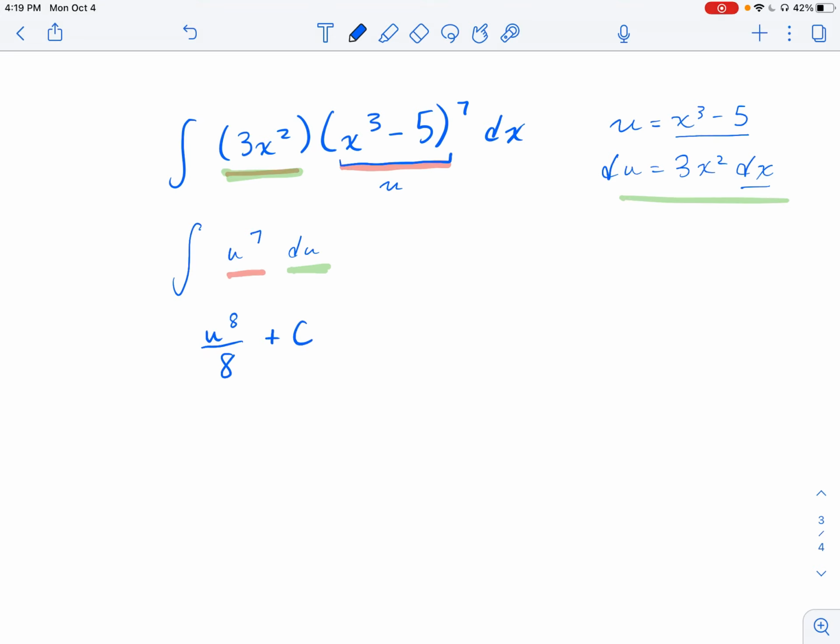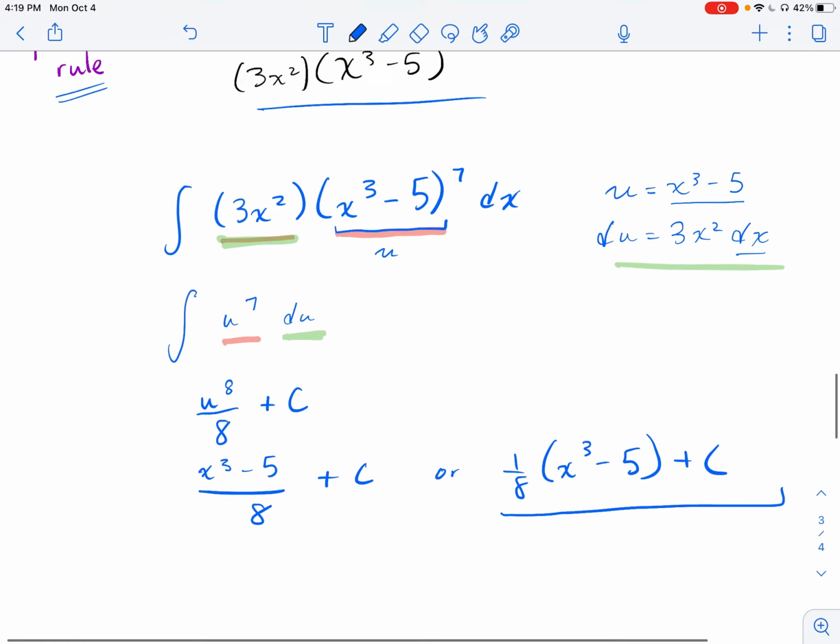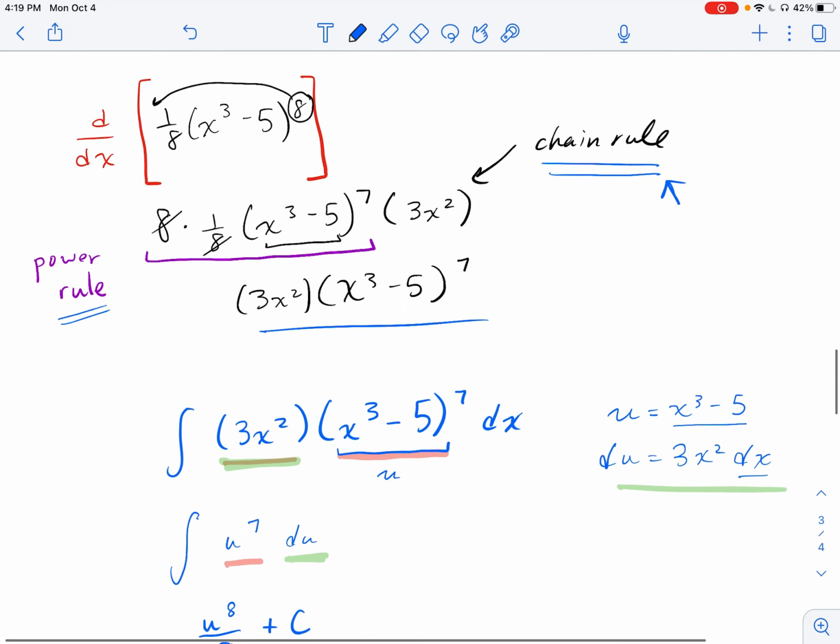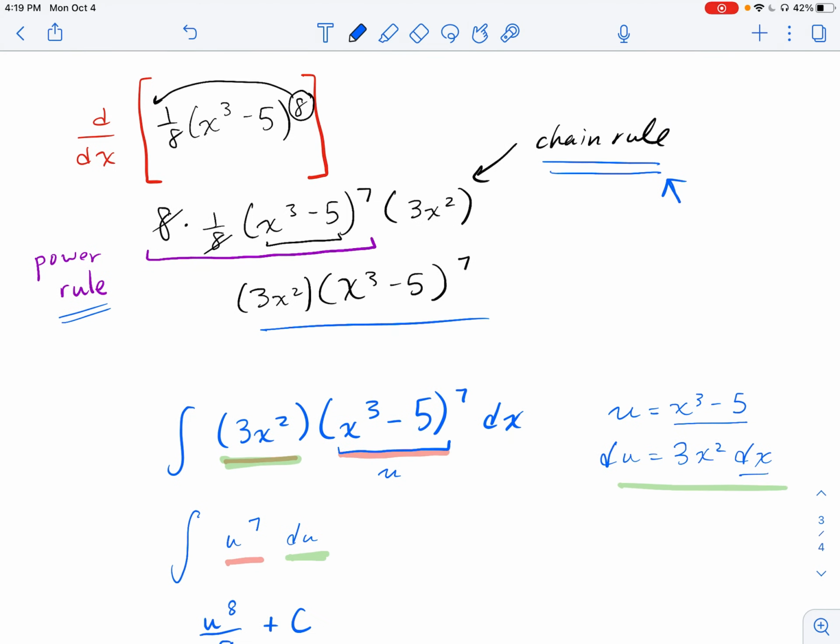And what is u? Let's substitute back in what u is equal to. x cubed minus 5 over 8 plus c. Or I could write this as 1 over 8 times x cubed minus 5 plus c. And if we were to think about differentiating this function here, well, what do you know? That's the original problem that I had started off with.